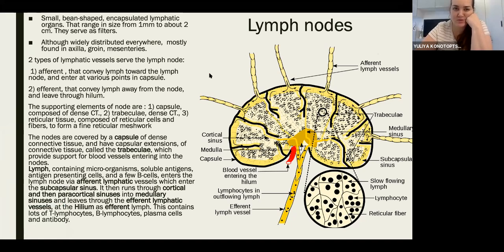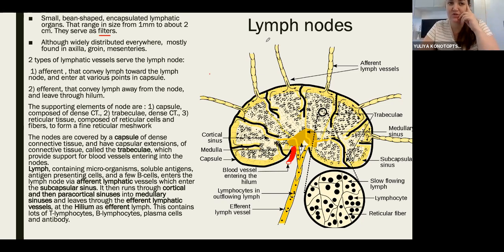Come on, let's participate. So let's talk about the lymph nodes. So what's going to be happening here? So first of all, the lymph nodes, they are small lymphatic organs. They act as filters. They filter lymph. We already touched the part where we discussed what is lymph.